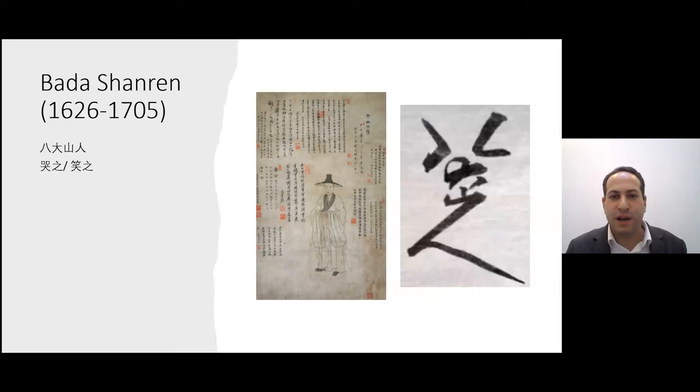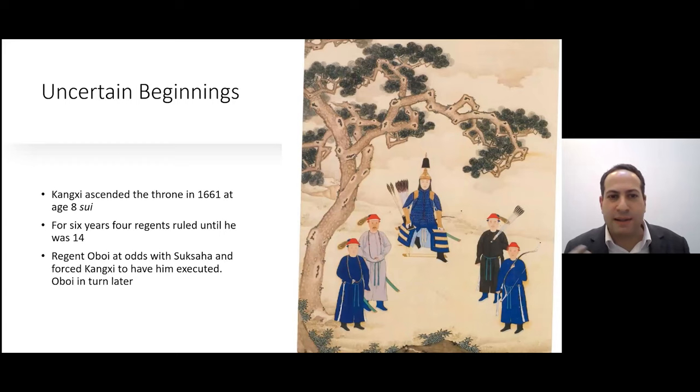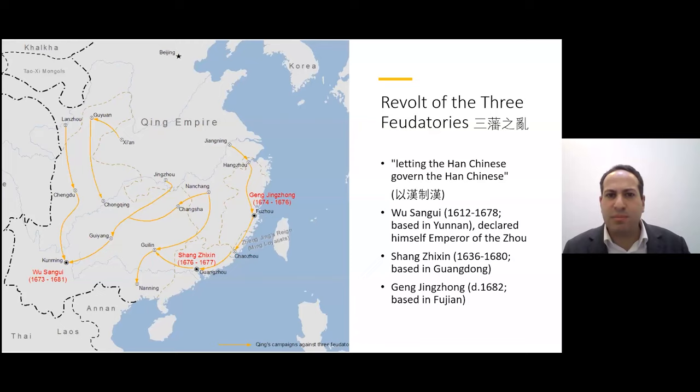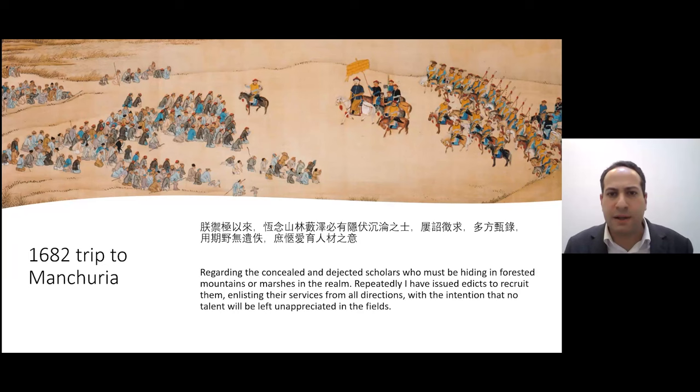And so the Kangxi emperor has very uncertain beginnings. He starts at a very young age, at the age of 8. He has regents until the age of 14, and the regents fight each other, and it's quite unstable to begin with. And it's even more unstable when there is the largest threat to the early Qing dynasty, the revolt of the three feudatories, when Han governor officials rebel against the Qing Empire, found their own dynasty and try to push the Manchus out. They ultimately fail, but Kangxi is forever marked and remembers that.